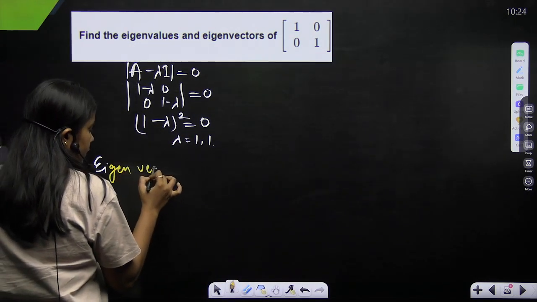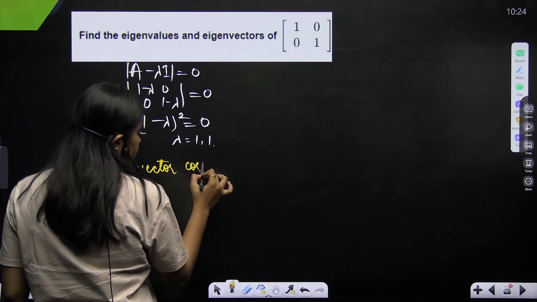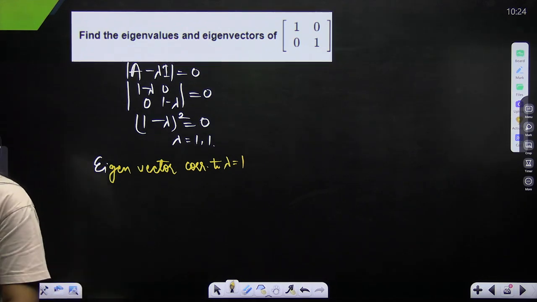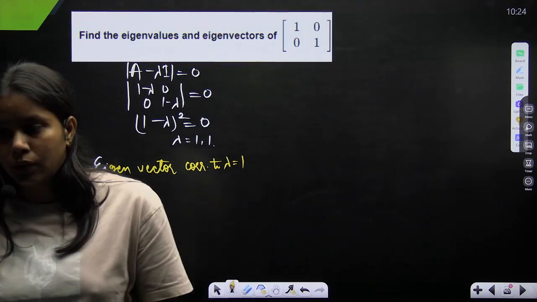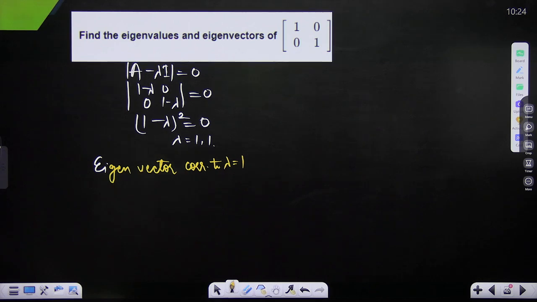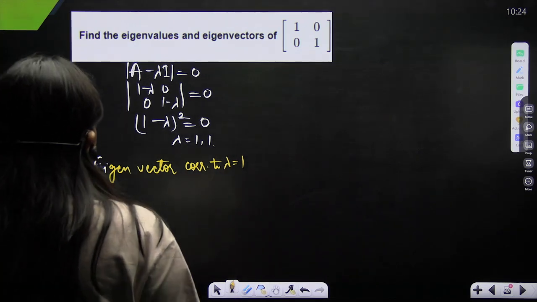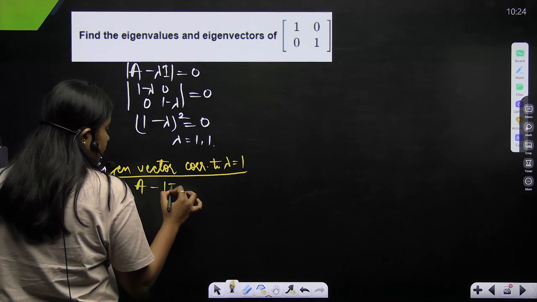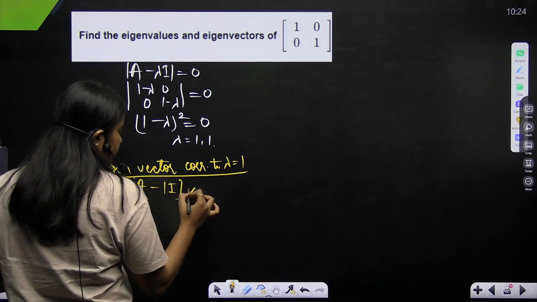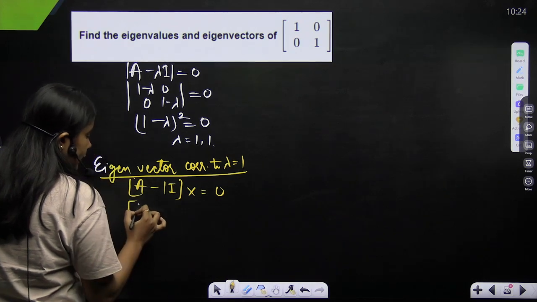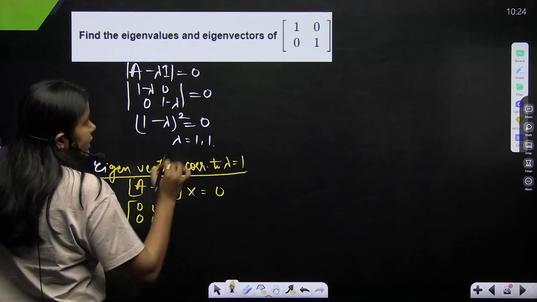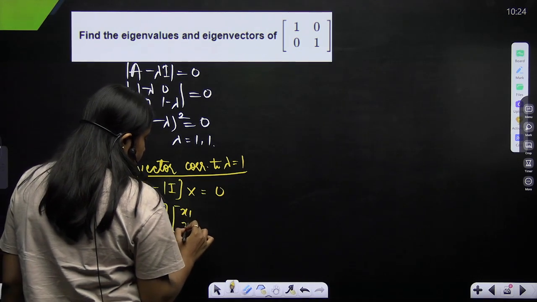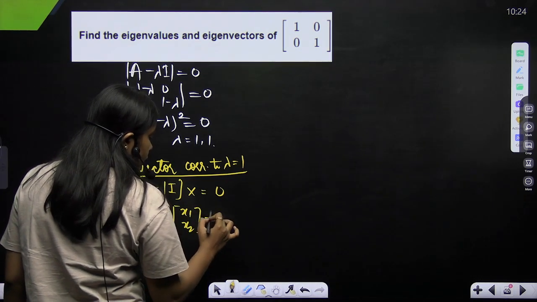Now I'll find the eigenvector corresponding to lambda equals 1. What would I do for that? I'll solve (A minus 1I) times capital X equals 0. I'll get 0, 0, 0, 0, because A is an identity matrix itself. So I got the vector x1, x2 with the matrix 0, 0, 0, 0.